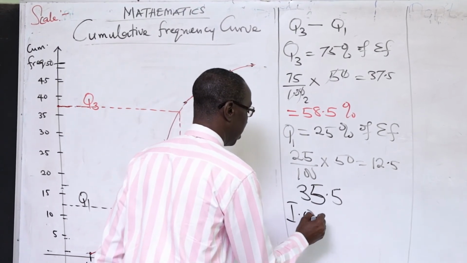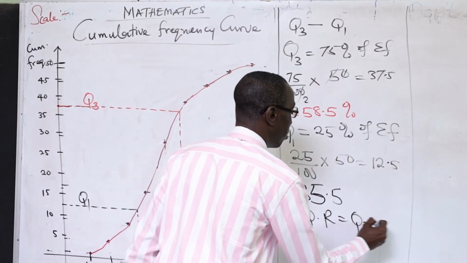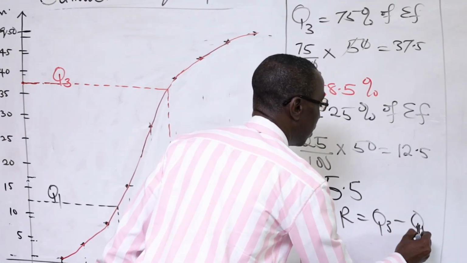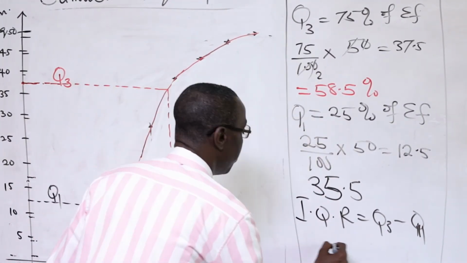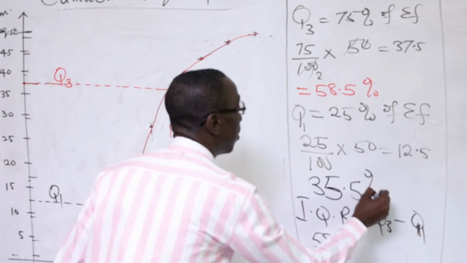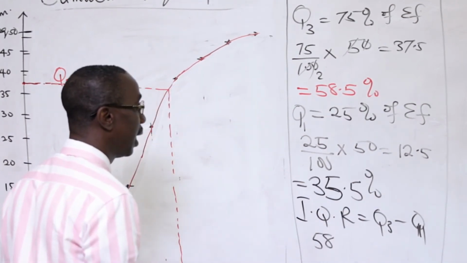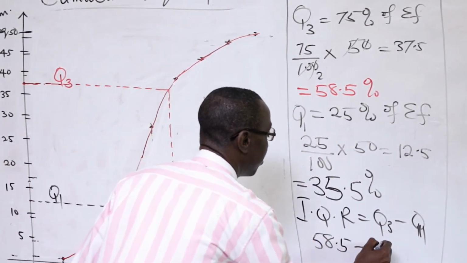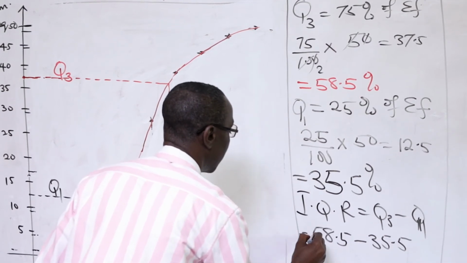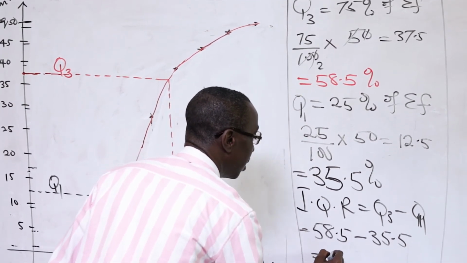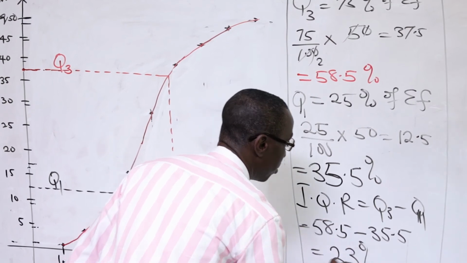Interquartile range should be Q3 minus Q1. And that will be 58.5 minus 35.5. What's that? That will be 23%.